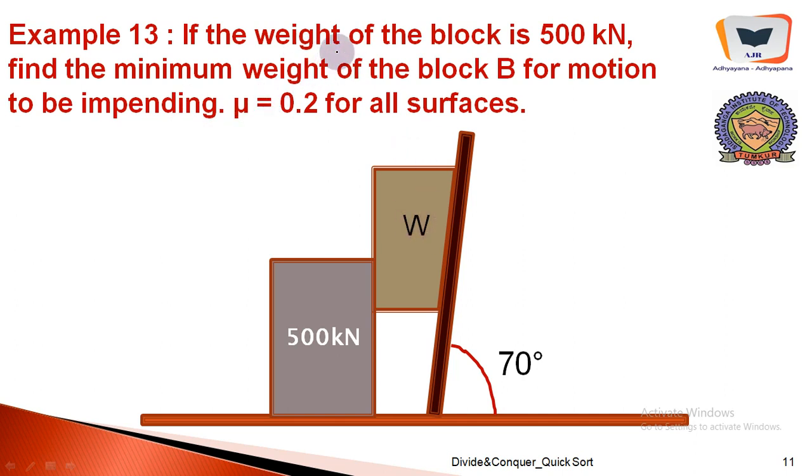If the weight of the block is 500 kilonewton, find the minimum weight of the block B for motion to be impending for this particular block. Naturally this particular wedge has to move in the vertical direction, initiating a kind of movement to the leftward direction as far as this block is concerned. And this is a supporting wall which is inclined at 70 degrees, and mu equal to 0.2 for all inclined surfaces.